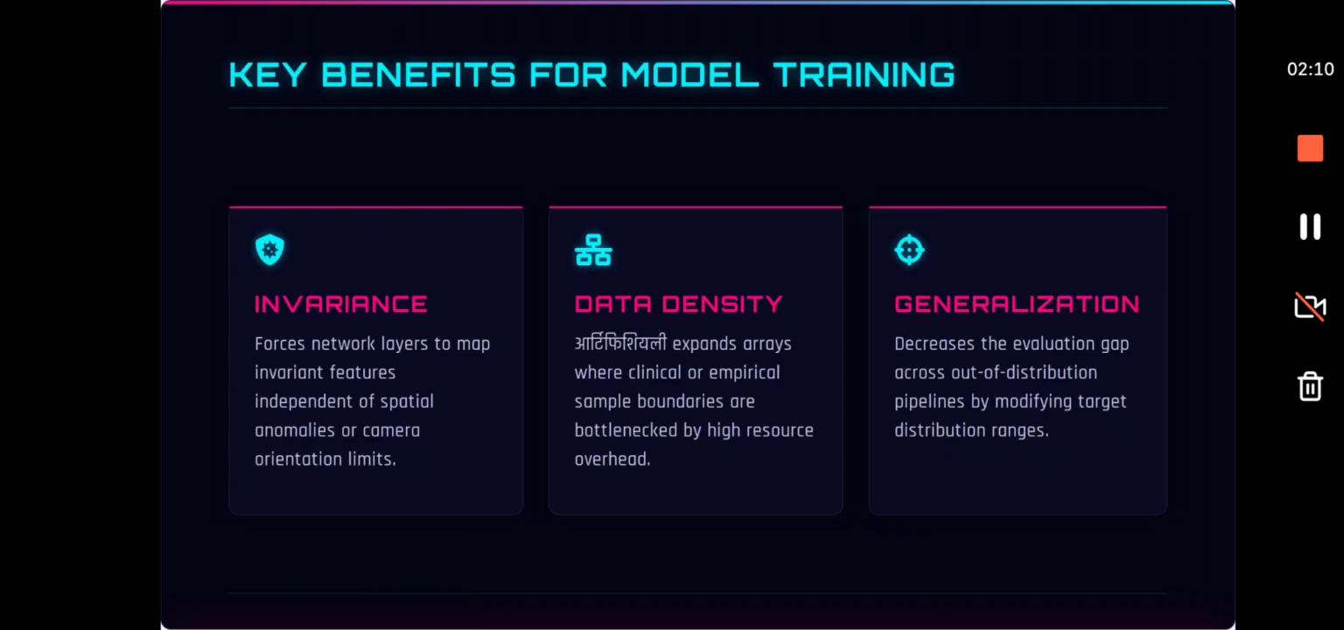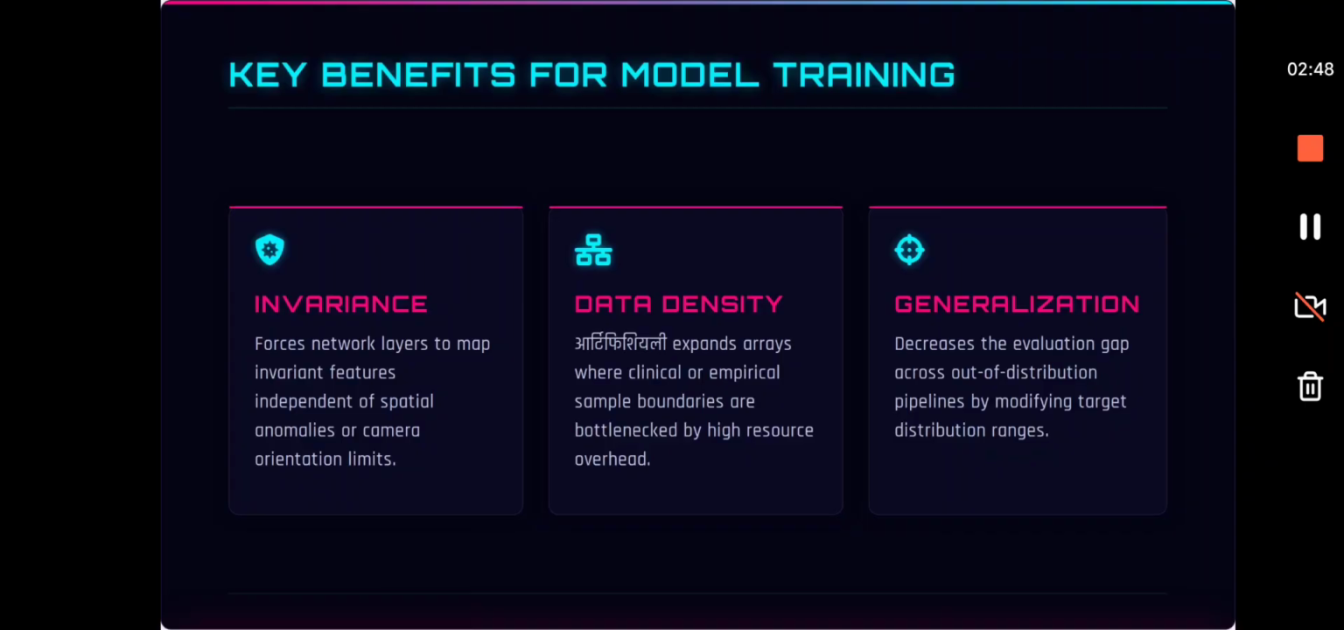The second benefit is increased data density. In many real-world applications such as healthcare or scientific research, collecting data is expensive and time-consuming. Augmentation artificially increases the amount of training data available. The third benefit is improved generalization, since the model sees multiple variations of the same data. It performs better on unseen datasets and reduces the gap between training accuracy and testing accuracy. Overall, augmentation improves the robustness and reliability of practical AI systems.